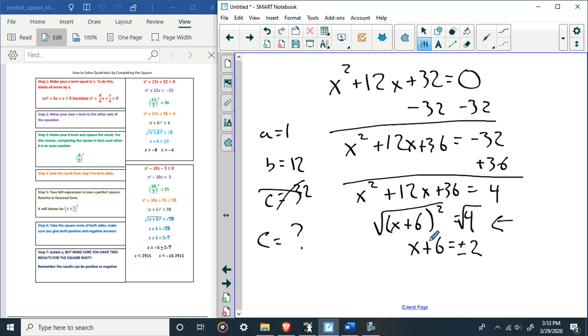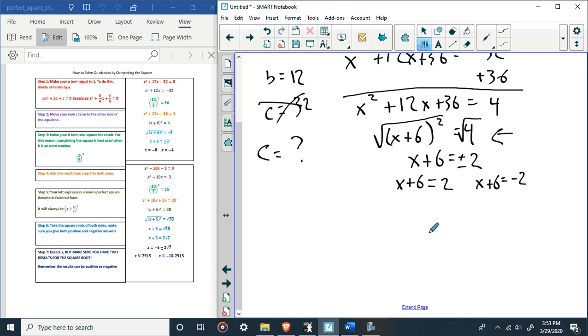Again, what do we need to do? We need 2 answers. Well, we really have 2 equations here. Since we have the square root here, x plus 6 is going to equal the positive 2, and x plus 6 is going to equal the negative 2. So you need 2 different answers. Don't be intimidated by the positive and negative sign. That just means that there are 2 answers, a positive one and a negative one.